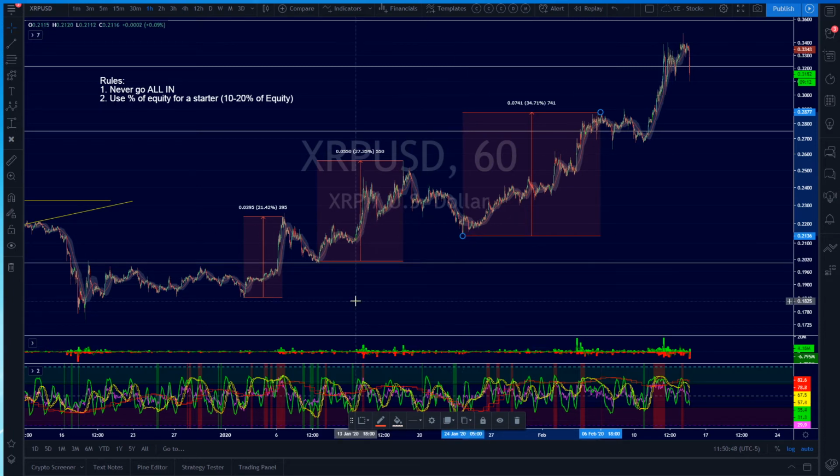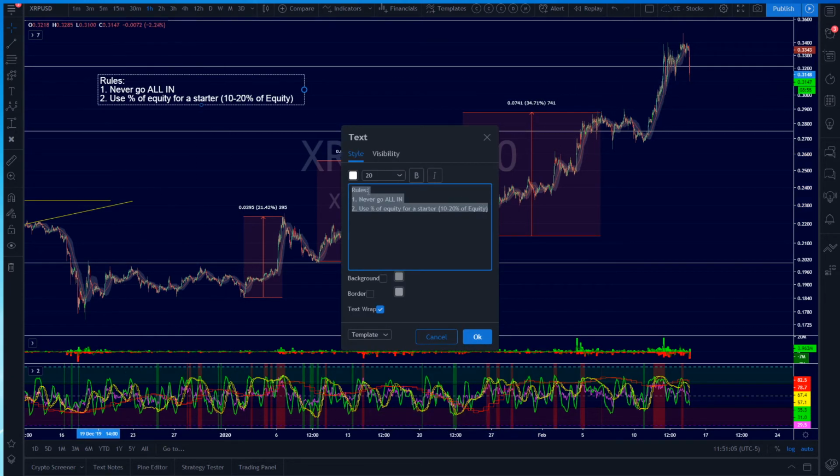Again, we're not talking about stop losses. We're not talking about managing trades. And this is obviously in a perfect world. You're never going to catch the bottom. You're never going to catch the top. But you're going to risk 10 to 20% of your equity, and we're assuming a $500 account. So you are going to put in $50 at a time.